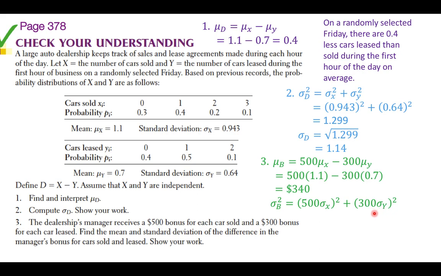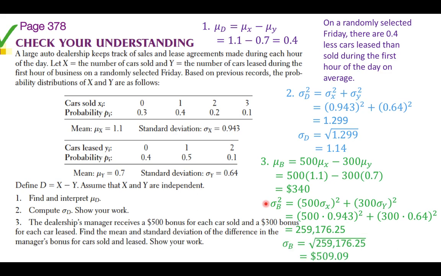We're transforming like we did in the previous part, the first part of this section, 6.2, where if we're multiplying each of these outcomes by, for this one it's 500, and for this one it's 300, then this is how we get the new mean and the new standard deviation. We could just multiply the original mean and standard deviation by those values. So then we square them because we need to combine the variances together. And for that we get this big number, and then we still want to take the square root because we don't want the variance, we want the standard deviation, which is the square root of the variance. So we got $509.09.